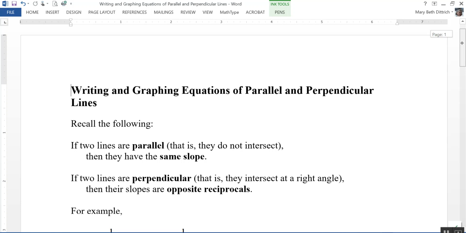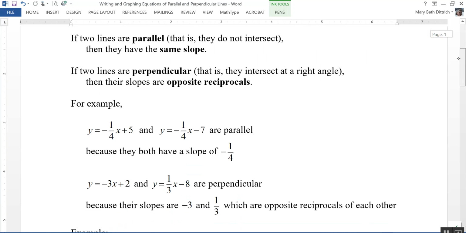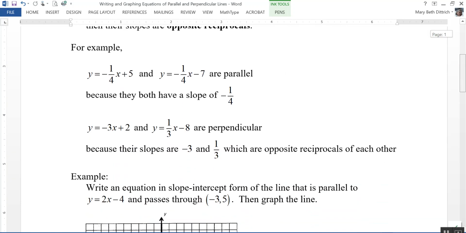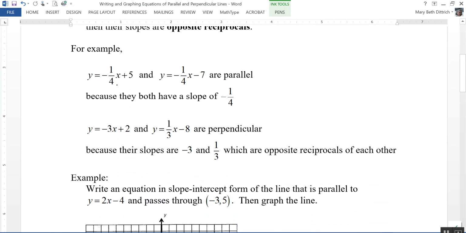So for example, the lines y equals negative 1/4 x plus 5 and y equals negative 1/4 x minus 7 are parallel because they both have a slope of negative 1/4. And the lines y equals negative 3x plus 2 and y equals 1/3 x minus 8 are perpendicular to each other because their slopes are negative 3 and 1/3, which are opposite reciprocals of each other.